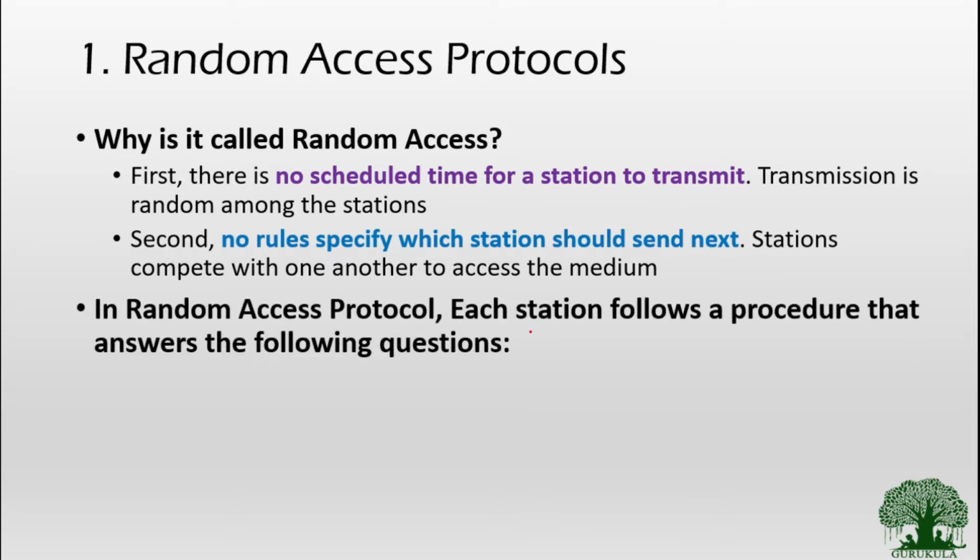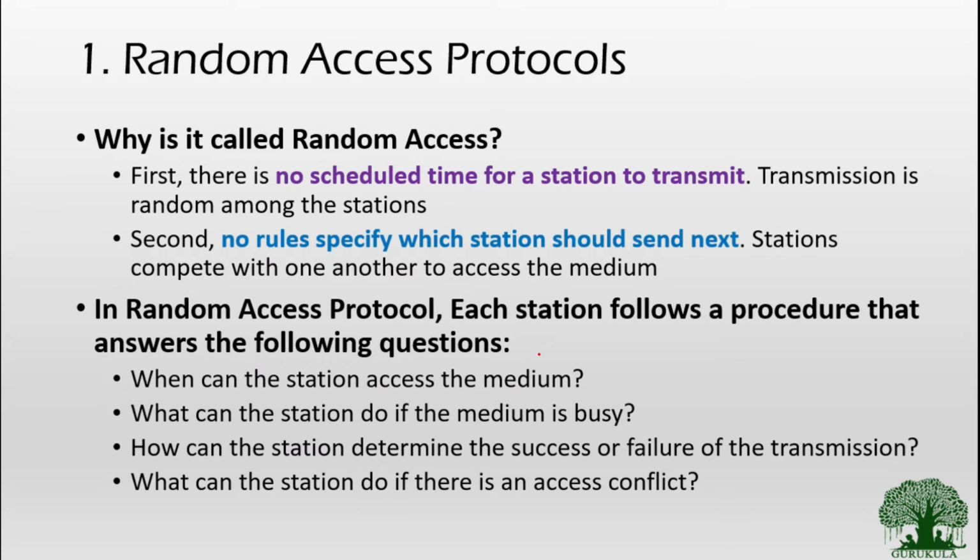And then in random access protocol, each and every station must follow a procedure that answers the following questions. These are the few questions which a station should answer before transmitting data. When can a station access a medium? What should the station do if the medium is busy? What determines the success or failure of the transmission? And what can a station do if there is an access conflict? All these questions have to be addressed very carefully before jumping into any random access mechanism.